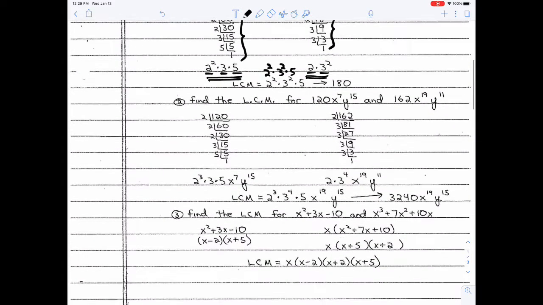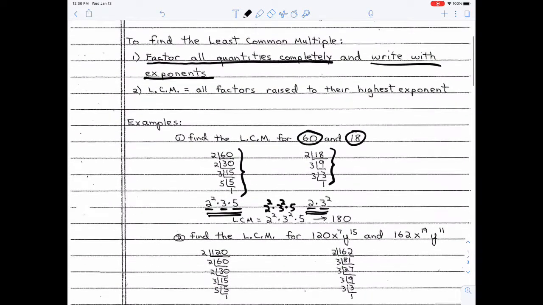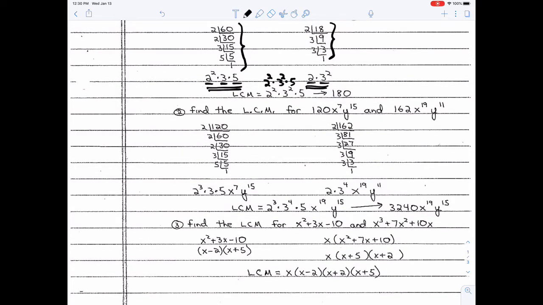Okay, how about the lowest common denominator, or in this case, it's called the least common multiple, but the least common multiple is the same as the lowest common denominator, for 120, x to the 7th, y to the 15th, and 162, x to the 19th, y to the 11th. Okay, so I factored the 120 first. I factored the 162. So this gives me 2 to the 3rd times 3 times 5 times x to the 7th times y to the 15th.